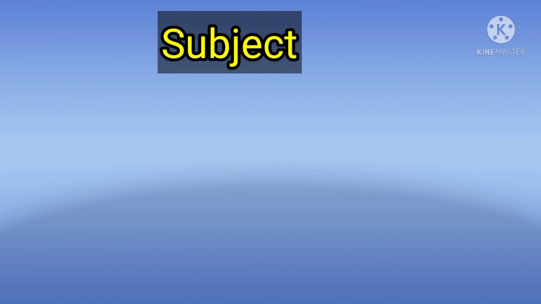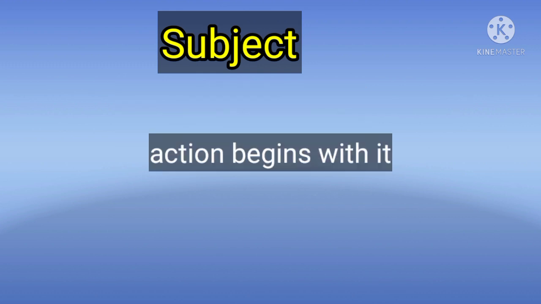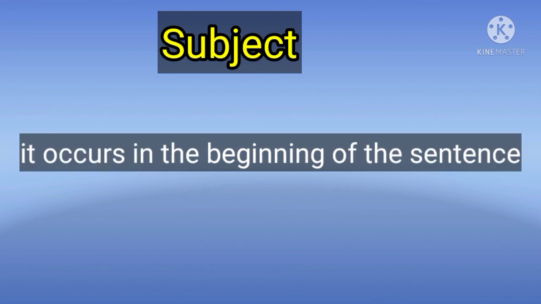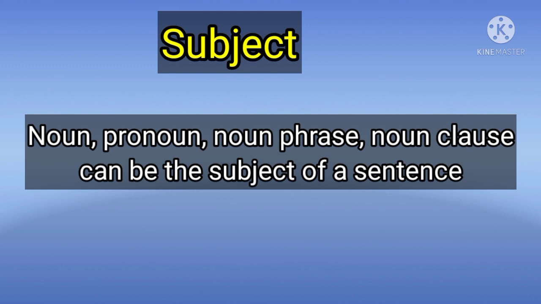Subject is the element responsible for the action in the sentence. Subject is also called doer of the action. The action begins with the subject in the sentence. That means the subject occurs initially in the sentence followed by a verb. A noun or a pronoun can function as the subject in the sentence. The function of a noun in a sentence is equivalent to that of a noun phrase or a noun clause. Therefore, noun phrase and noun clause also can function as the subject in the sentence.